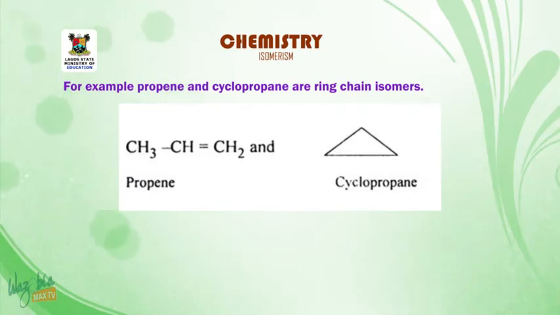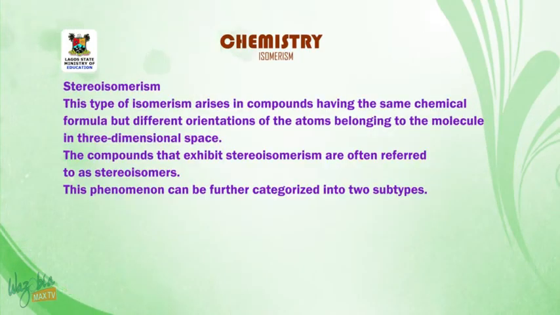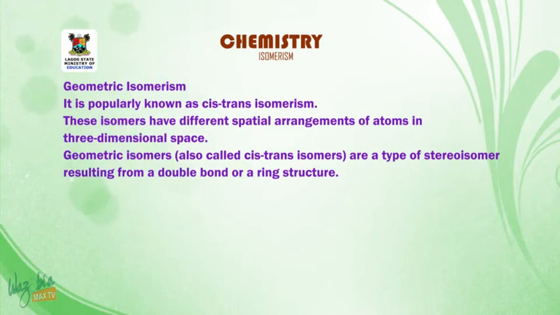Now, we go to the second aspect, which is stereoisomerism. This type of isomerism arises in compounds having the same chemical formula but different orientations of the atoms belonging to the molecule in three-dimensional space. The compounds that exhibit stereoisomerism are often referred to as stereoisomers. This phenomenon can be further categorized into two subtypes. One, we have geometric isomerism.